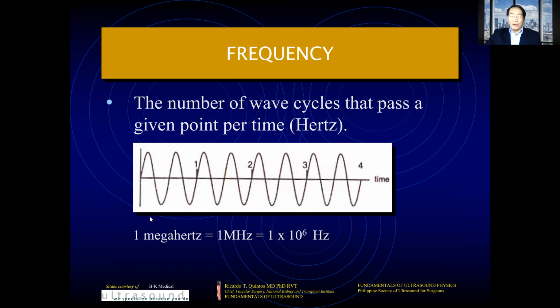So 1 hertz is 1 wave per second. Now, sound will usually have many frequencies, or many waves per second, going through a particular point in time. We can have 1,000 or 1,000,000 hertz going through a particular point in time, and 1,000,000 hertz will be called 1 megahertz.